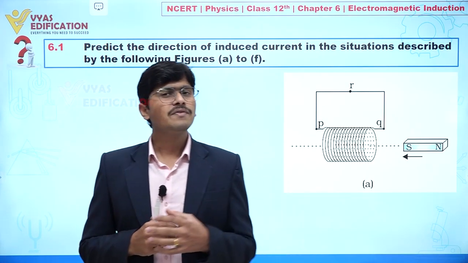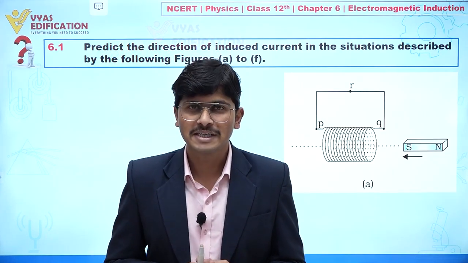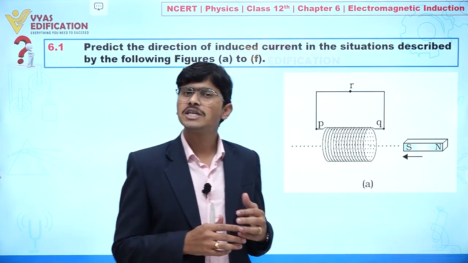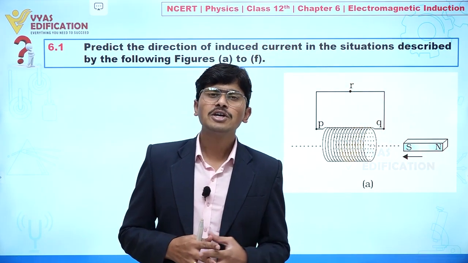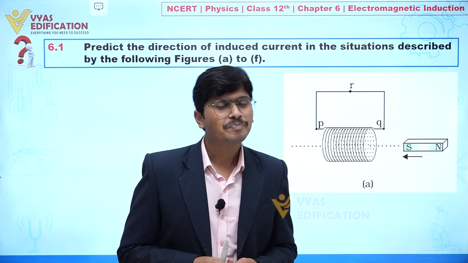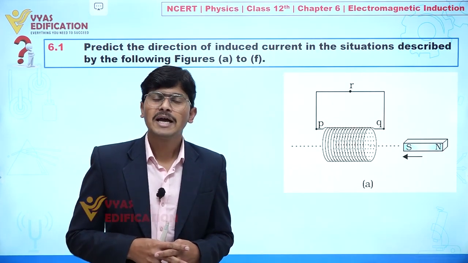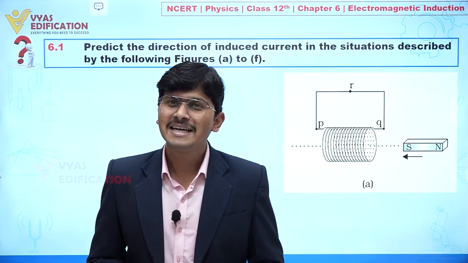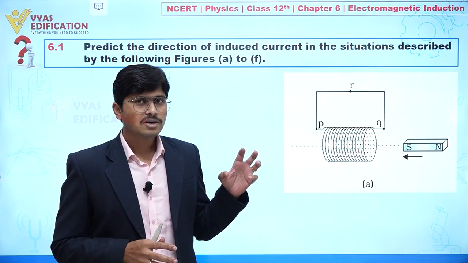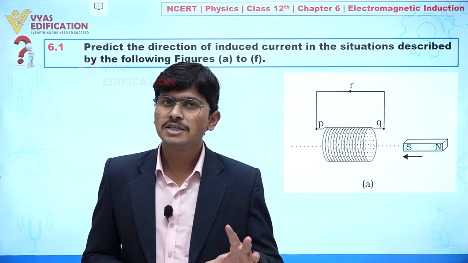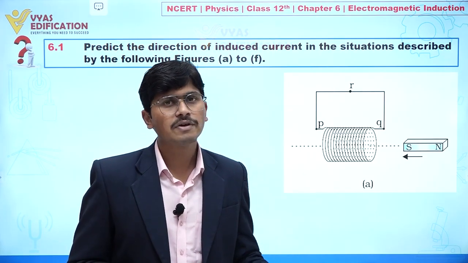Actually we know whenever there is some change in magnetic flux taking place, it means whenever there is some change in magnetic field lines, at that time, according to Faraday's law of electromagnetic induction, an induced EMF is generated. Whenever an induced EMF is generated, if the circuit is closed, an induced current will flow. So the concept is very simple: whenever there is some change in magnetic flux, induced EMF will be generated. If the circuit is closed, induced current will be produced.